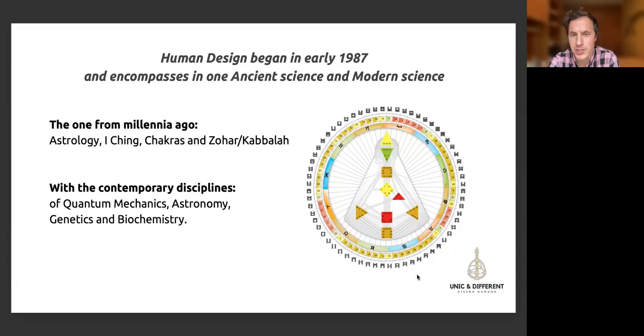So it's a combination of ancient science and modern science. As the ancient things, what we are using in the human design is astrology, the I Ching, the chakras, and the Zohar and Kabbalah. So all these systems are part of this human design system. Then as modern disciplines, there's also quantum mechanics, astronomy, genetics, and biochemistry. So all this was put together in order to create this very complete guide of what is your nature, what is your system as a person, as a being in this life.